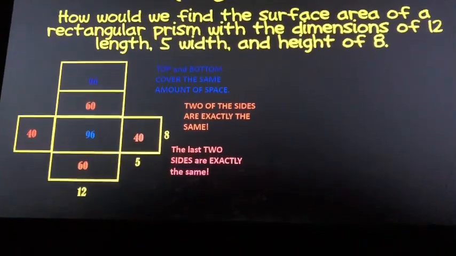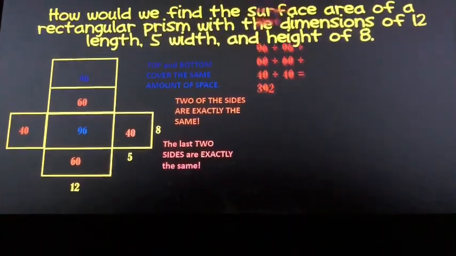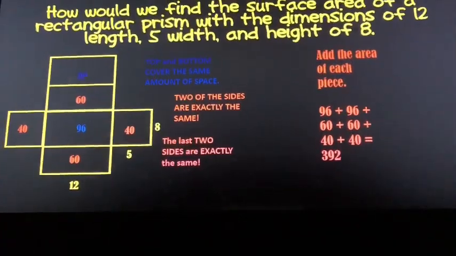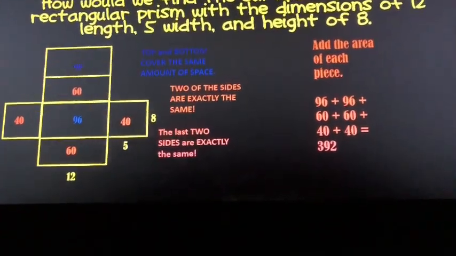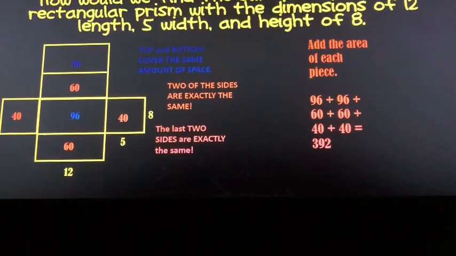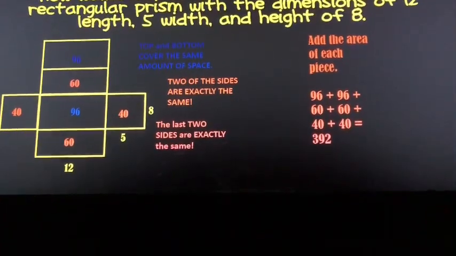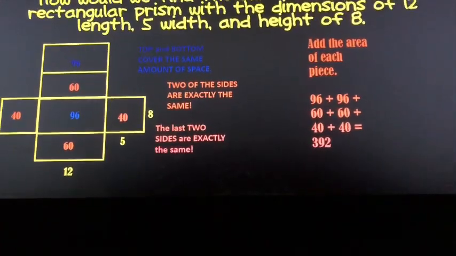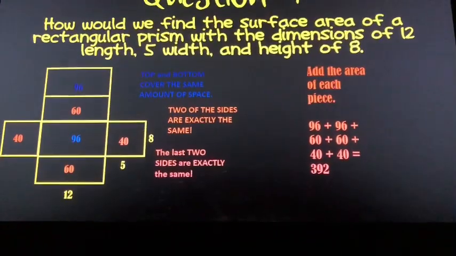In order to find the surface area, we need to add all the areas of each piece together. So we would say 96 plus 96 plus 60 plus 60 plus 40 plus 40 equals 392.